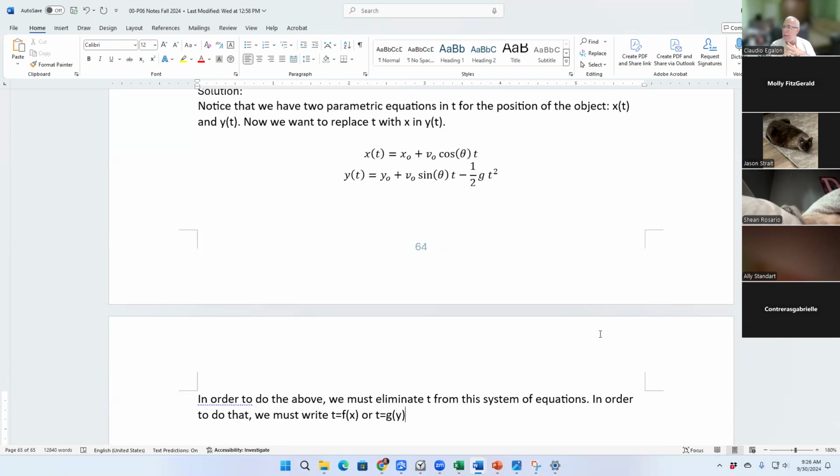Which one is it going to be? The next question is, which one are you going to choose? Are you going to write t as a function of x, or are you going to write t as a function of y, right? Which one is the most convenient?